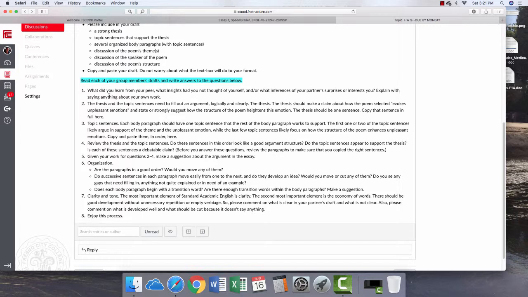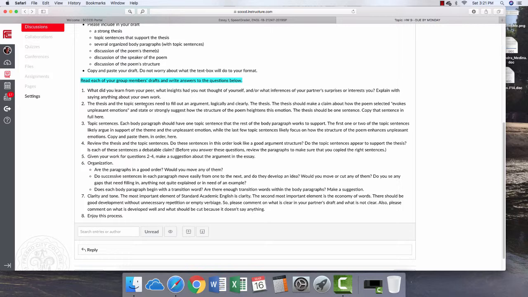Number 1 says, what did you learn from your peer, right? From reading your partner's paper. What did you learn? What insights had you not thought of yourself? And or what inferences of your partner's surprise or interest you? So that's going to be your answer for number 1. Just, wow, what did we find out?